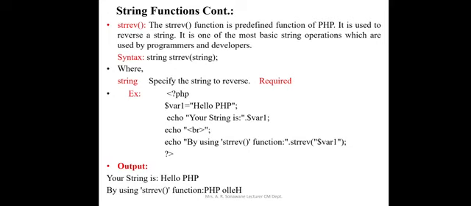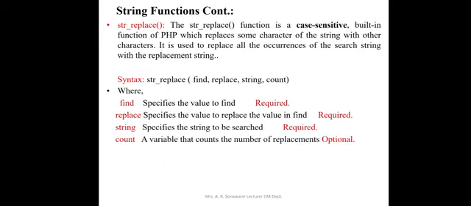The return type is string, so the reversed string will be returned by this function strrev, and in brackets you have to pass the string which you want to reverse. It is only a single parameter, and this is a compulsory parameter. As an example, suppose my string has the value hello PHP. By using the strrev function, we will get the answer PHP OLLEH. Likewise, strings can be reversed using this function.